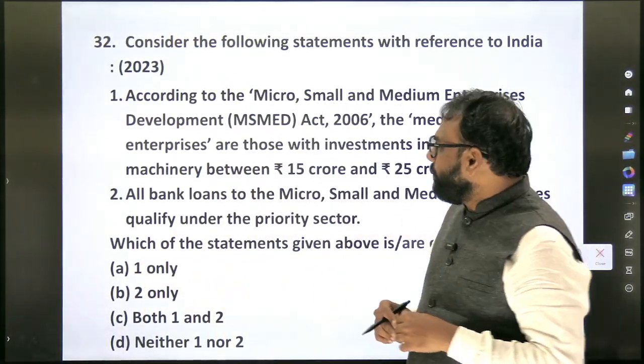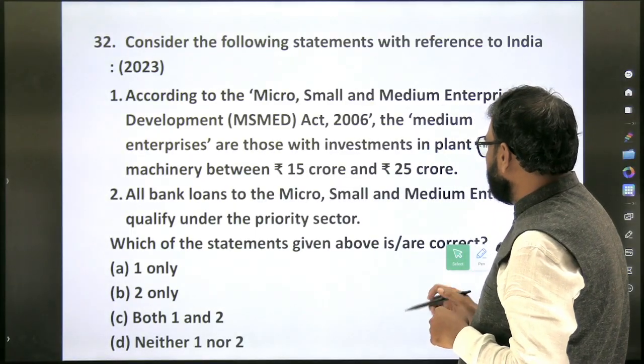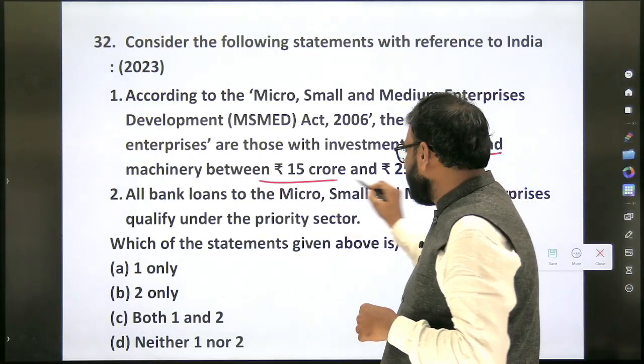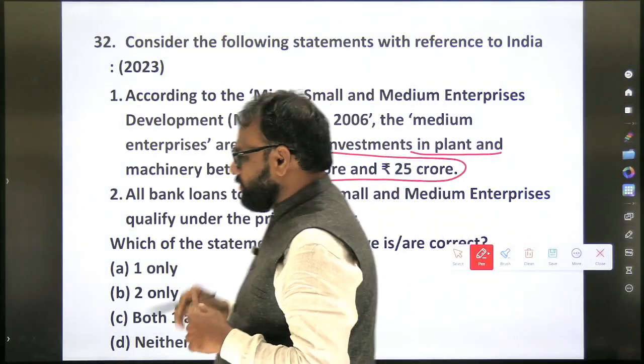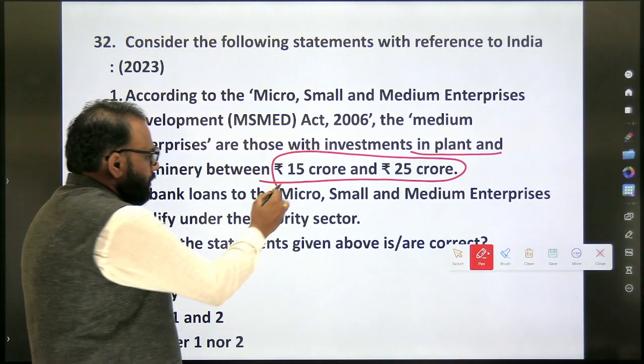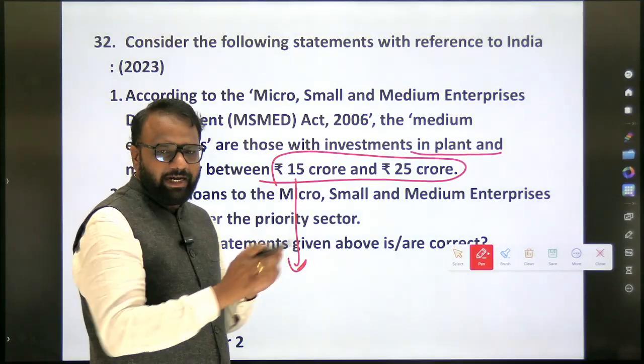Next, according to micro, small, and medium enterprises, the medium enterprises are those with investments in plant and machinery between 15 crore and 25 crore. Okay. So this definition has again recently changed. So what do we have to do here? You have to write the content here itself.